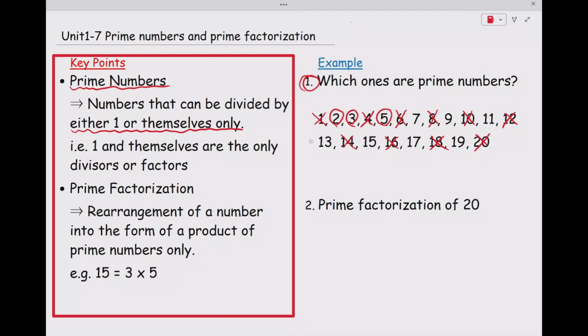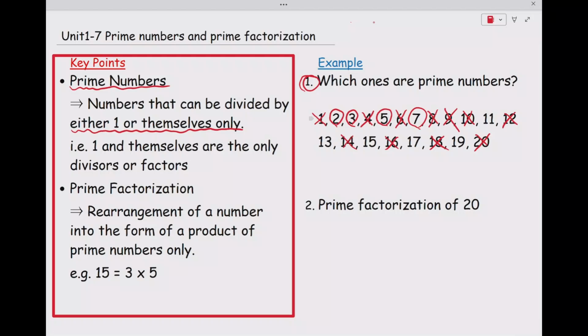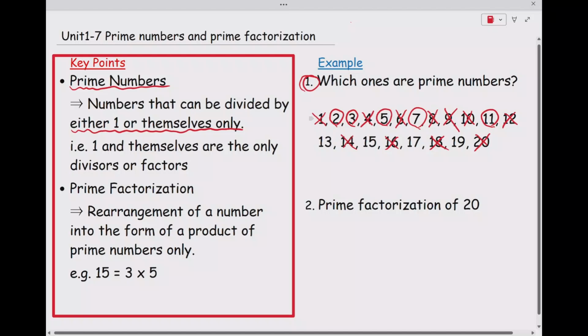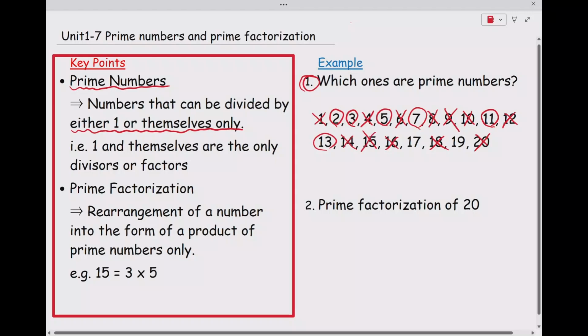7 is a prime number because it is divisible only by 1 and 7. 9 is not a prime number because it is divisible by 3 other than 1 and itself. 11 is a prime number because it is divisible only by 1 and 11. 13 is also a prime number. 15 is not a prime number because it is also divisible by 3 and 5 other than 1 and itself. And 17 and 19 are both prime numbers. All good.